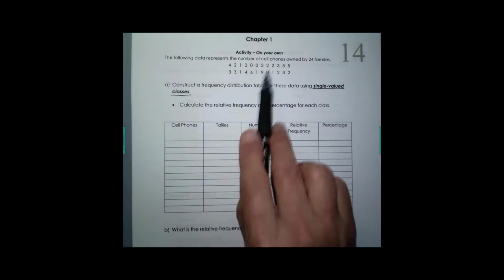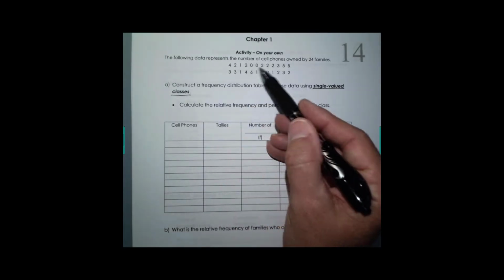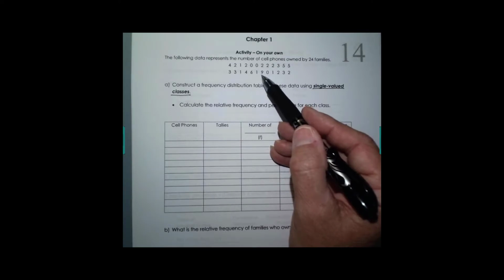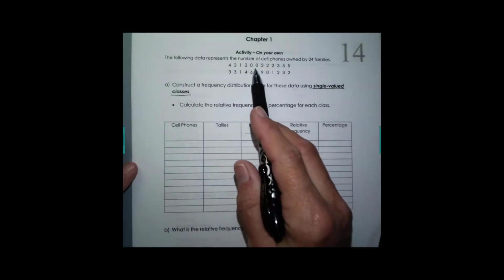So we can see the lowest number I see is somebody's family doesn't have any cell phones. And then they go all the way up to 9. So 9 is our highest valued, our highest group. Now, do we want to put these in? We don't. We're choosing single valued groups, like each individual number is its own group.